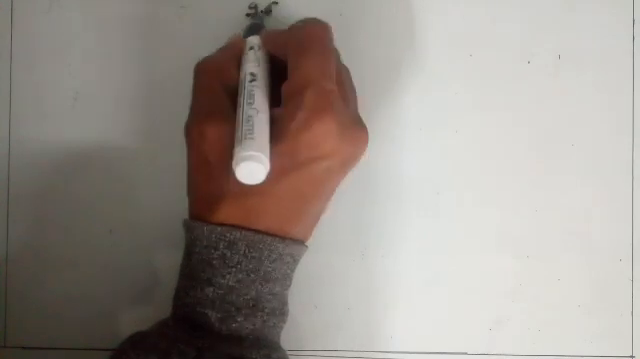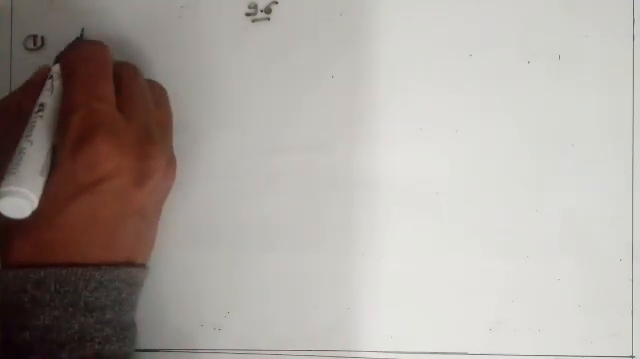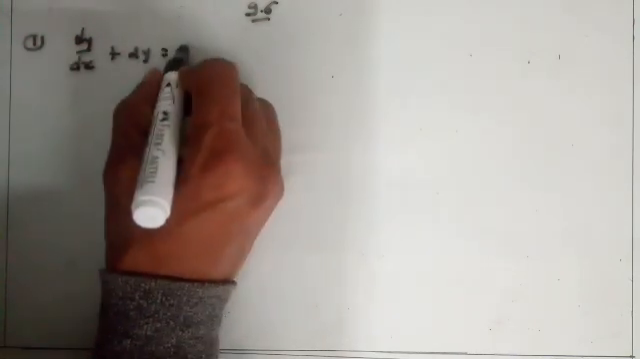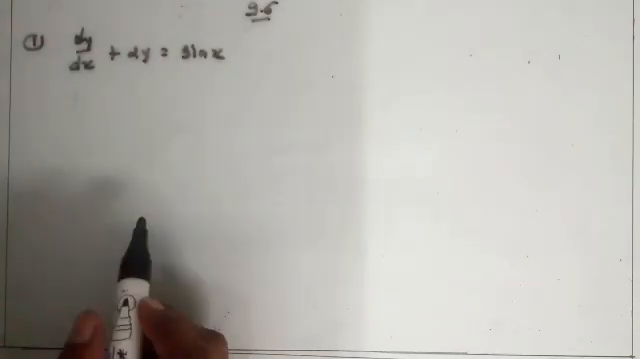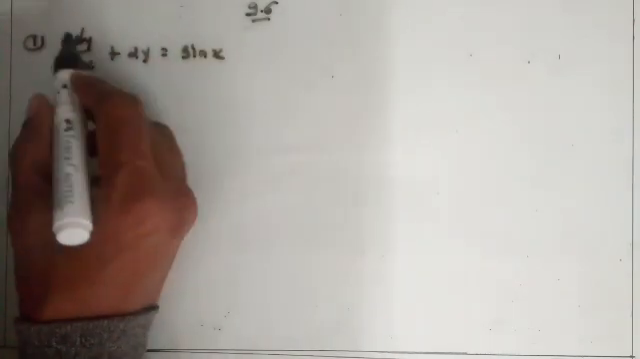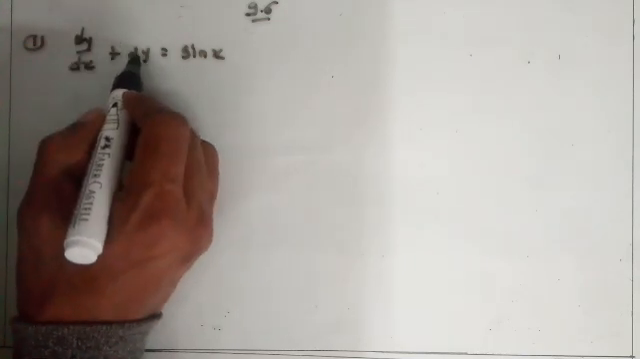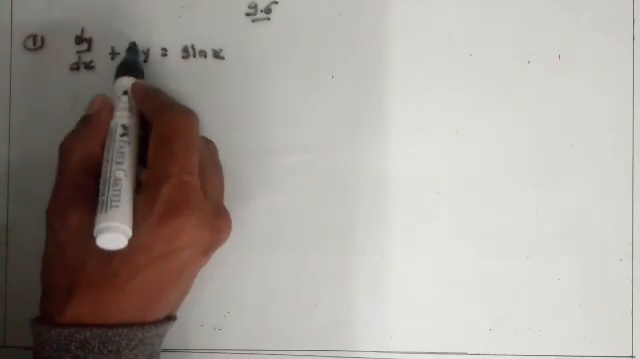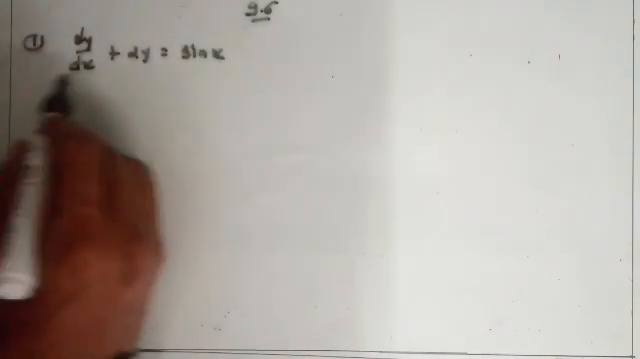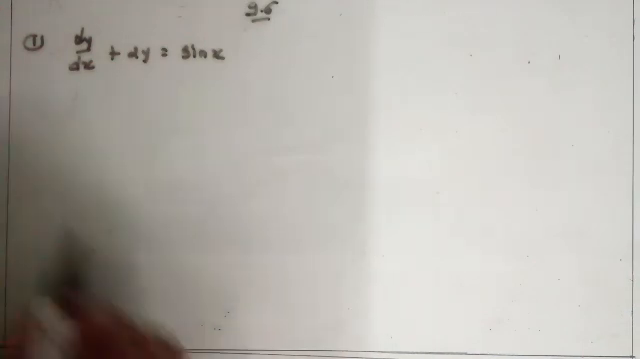Now here we solve some questions of exercise 9.6. First question: for each of the differential equations given in exercises 1 to 12, find the general solution. Question number 1: dy/dx plus 2y is equal to sin x. We know that this is of the form dy/dx plus py is equal to q. Here p is equal to 2 and q is equal to sin x. So this is a linear differential equation.